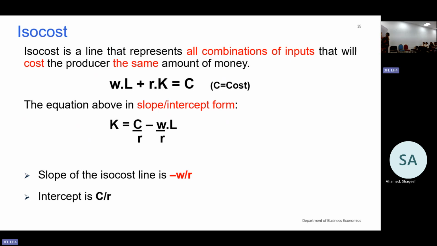Now if we draw it, it's a straight line, something like this. Now I have an exercise for you. Let's assume the total cost is 4,000. The wage rate is 200. The capital rent is 400. Now please draw the isocost for this given data. I want you to mark the values for these two intercepts.